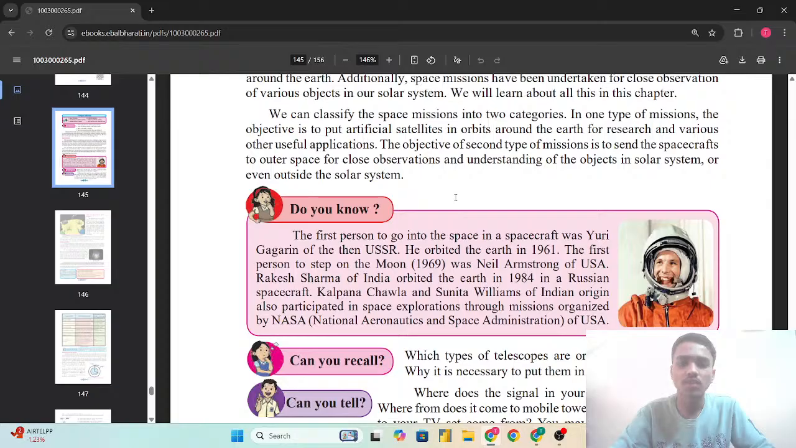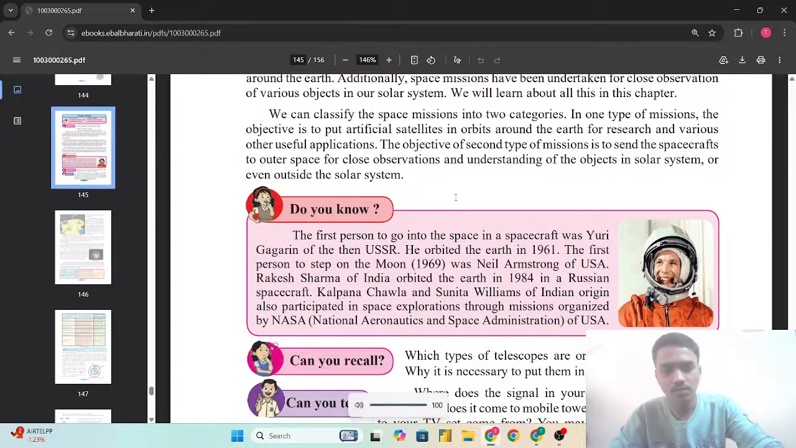The objective of the second type of the mission is to send the spacecrafts to the outer space for the close observations and understanding of the objects in the solar system or even outside the solar system.